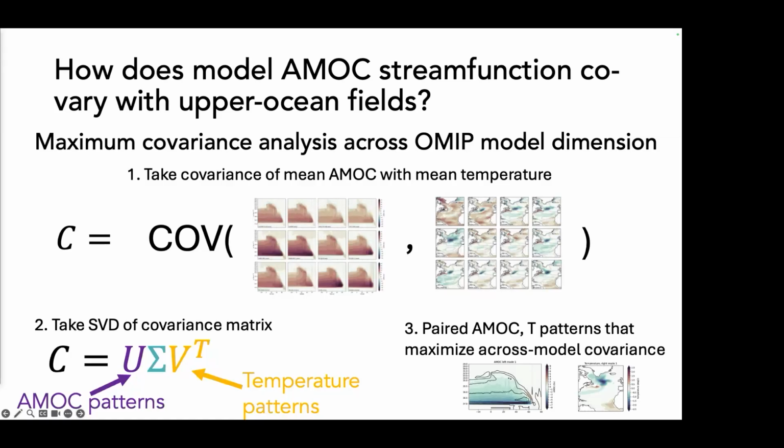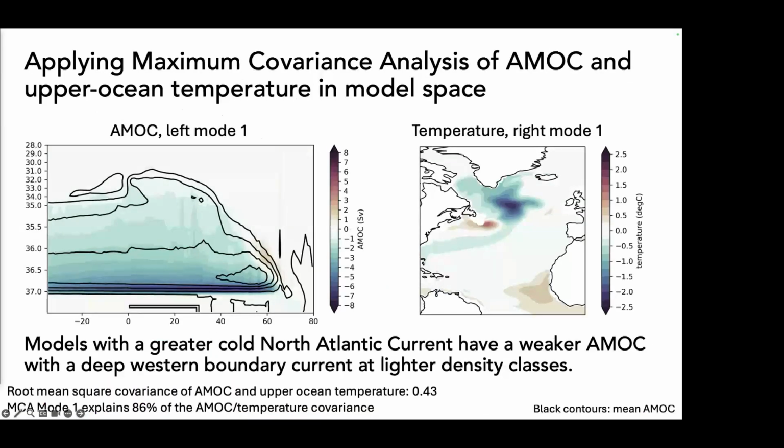And that's, yeah, I get a paired temperature pattern and a paired AMOC pattern that go together we can look at. So here we're applying maximum covariance analysis of AMOC with upper ocean temperature. We typically call them the left mode and the right mode, just depending on which you stick in the covariability on the left or right. You could switch them around, no big deal. Okay, so these are the two patterns we get when we do this across all of OMIP space.